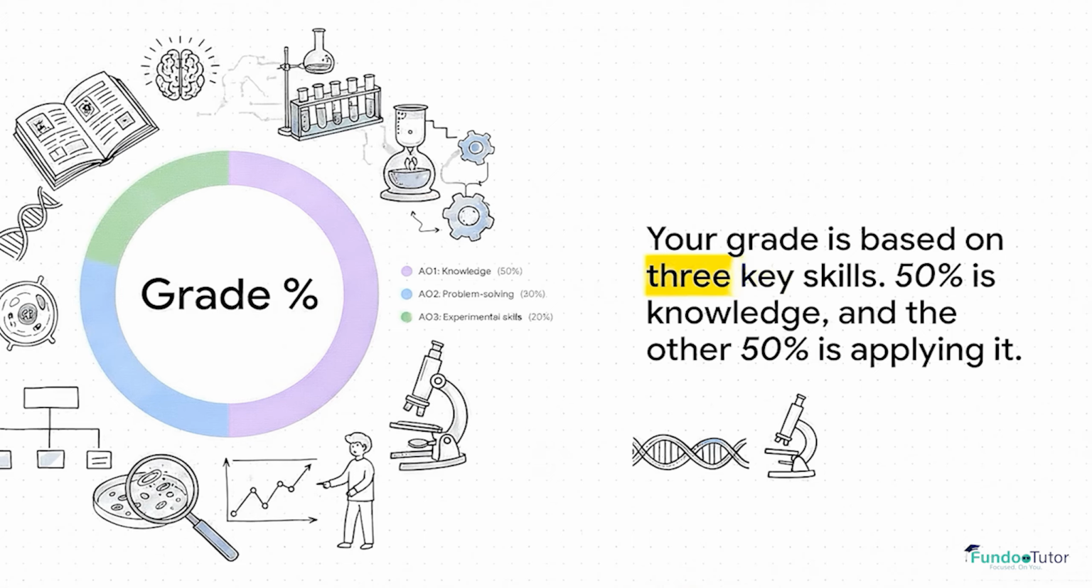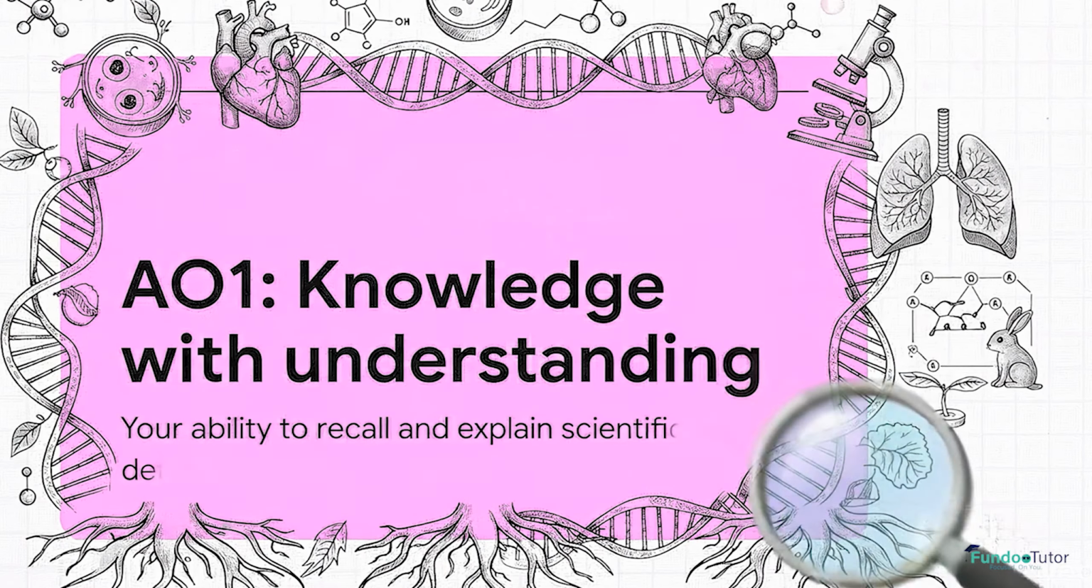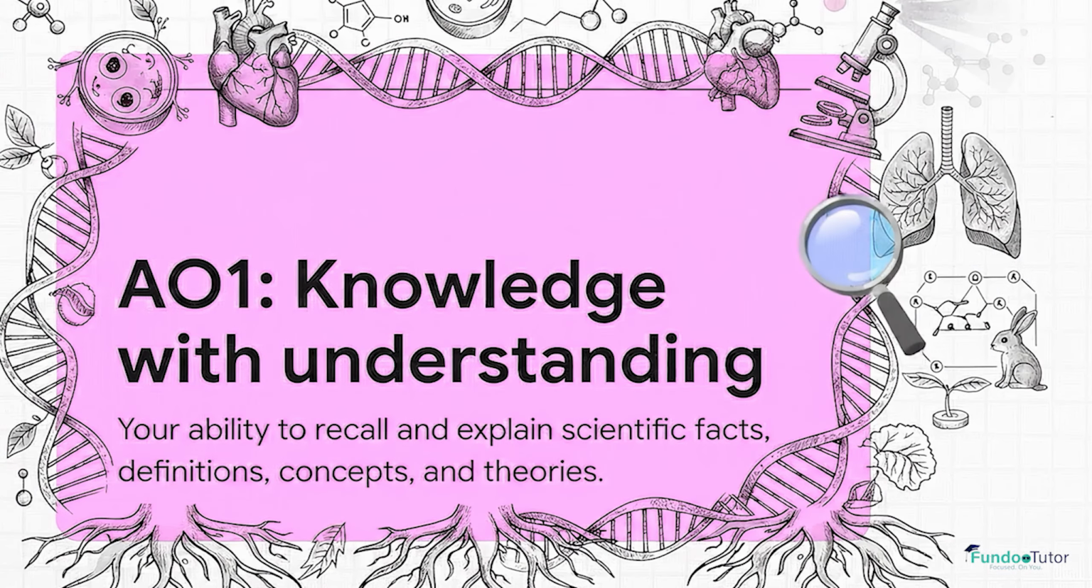So what on earth do those actually mean? Let's break them down. Think of AO1 as the foundation of everything. It's your ability to remember and explain biology. The facts, the definitions, the key vocabulary, and the big theories. It's basically the what you know part of the exam. And since it's the biggest slice of the pie, you can see just how essential a solid knowledge base really is.